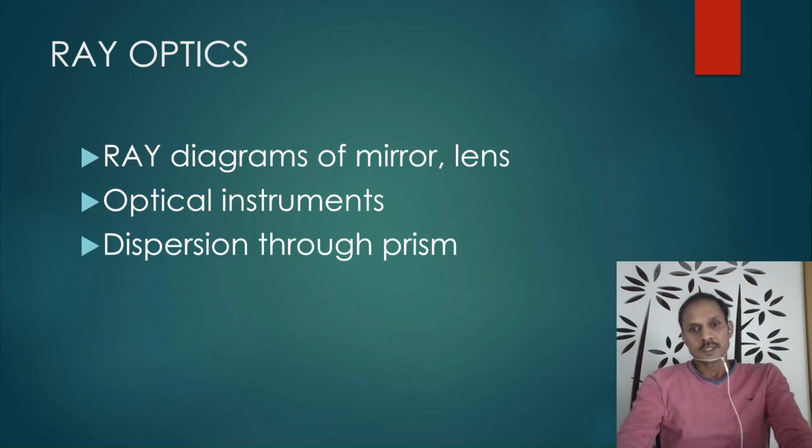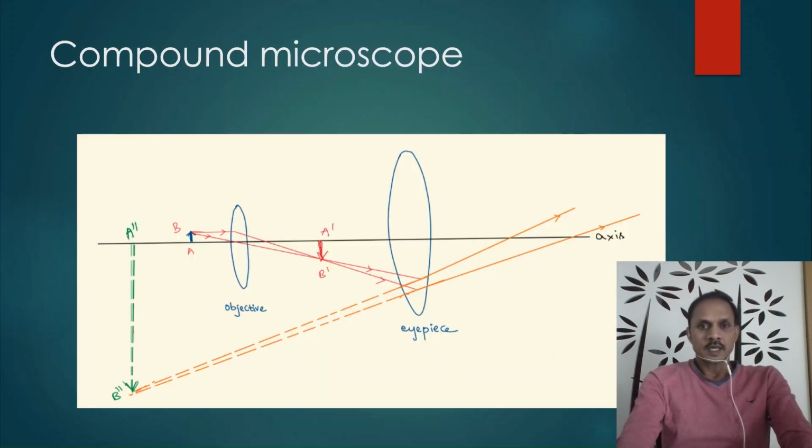Next, the major chapter, ray optics. Practice every ray diagram properly for numericals. They're very, very, very important. And optical instruments for 5 marks questions, and also prism for short answers or numerical purpose.